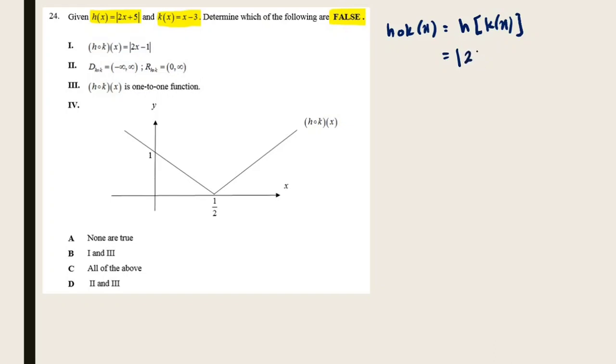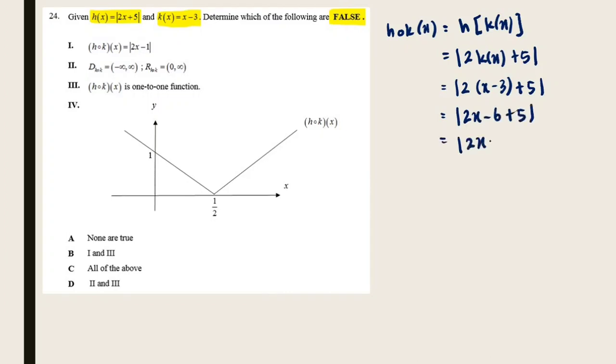Okay, and then we're going to substitute k(x) over here, and then plus 5. So 2k(x) plus 5, and then substitute with the function of k, which is x minus 3, and then plus 5 over here. Okay, so dah substitute dekat sini. When you expand this, you're gonna get 2x minus 6 plus 5, so that will give you 2x minus 1. So this is the composite for h of k. Okay, hk(x), composite h and k.